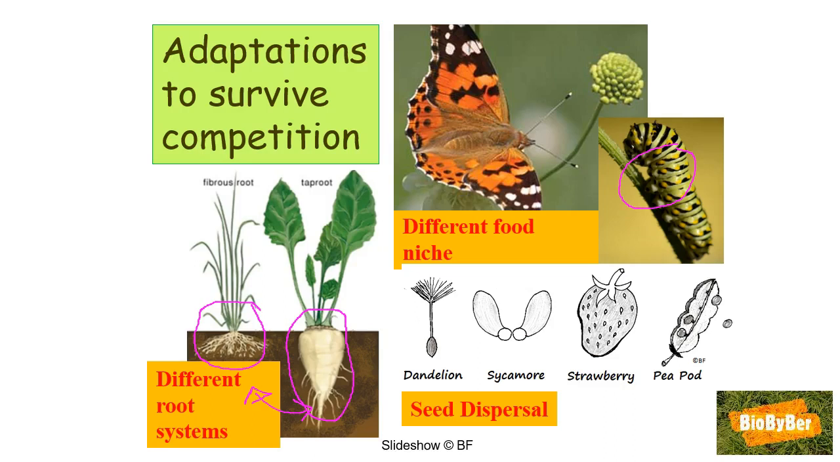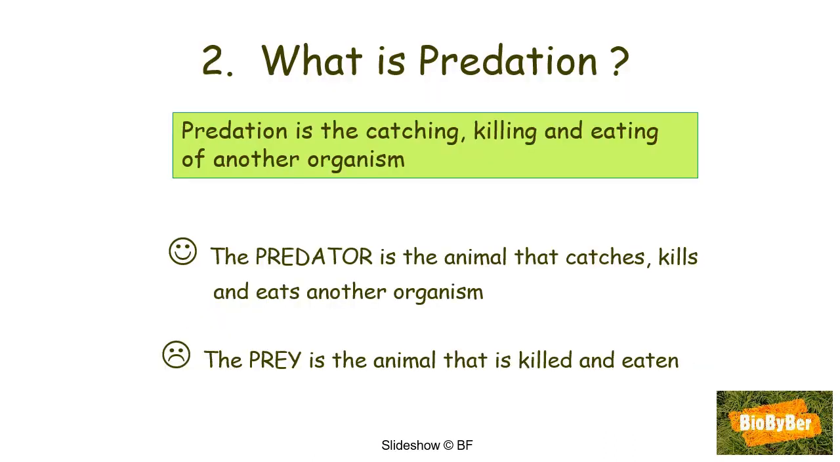Another adaptation is where plants have adapted their methods of seed dispersal, making use of wind dispersal or animal dispersal or self-dispersal. These adaptations allow the organisms to survive competition. The second factor that affects population numbers is predation. Predation is the catching, killing, and eating of another organism.